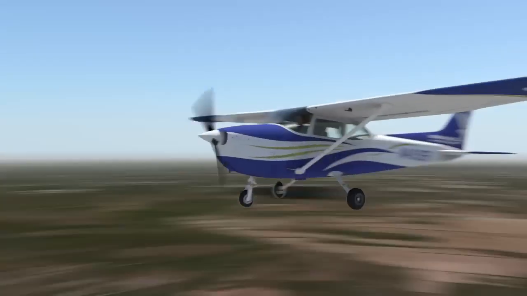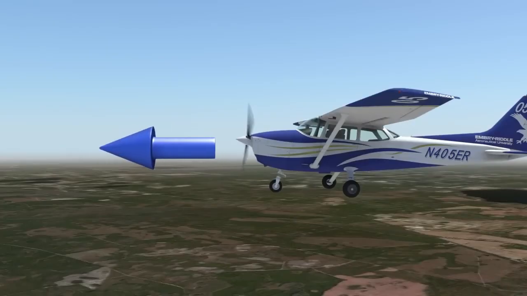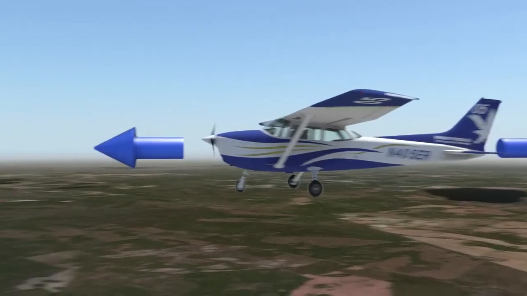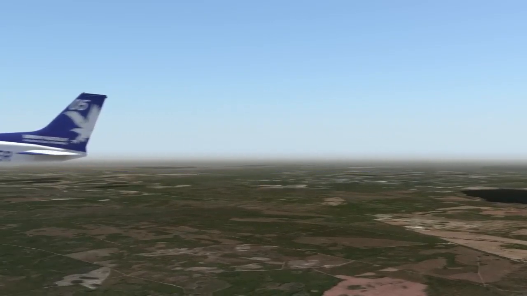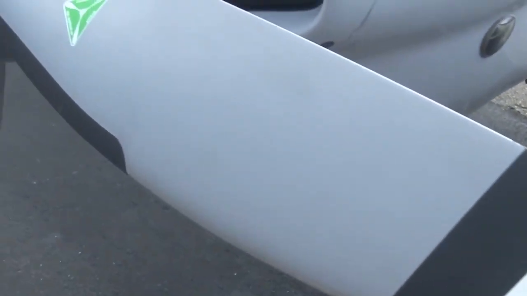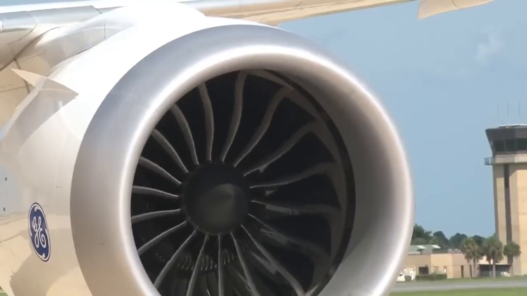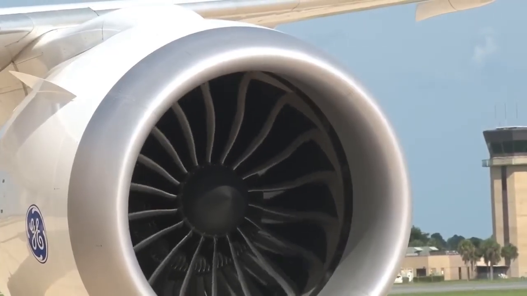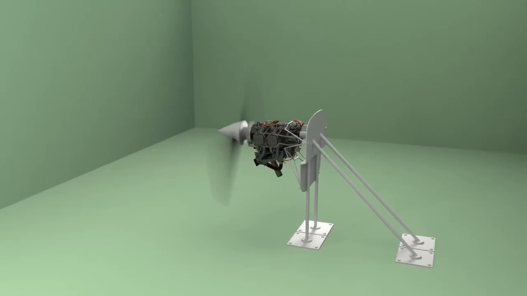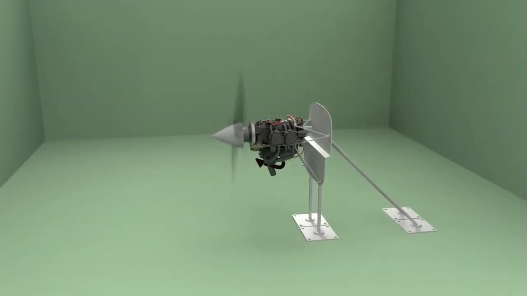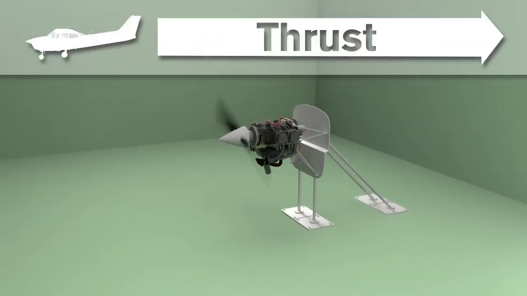Next is thrust. Thrust is the forward-acting force opposing drag, which propels the airplane through the air. In most general aviation airplanes, thrust is generated from the propeller. Larger jets get their thrust from their turbine engines. Similar to lift, thrust is generated from the same principles as lift, but in a horizontal direction.